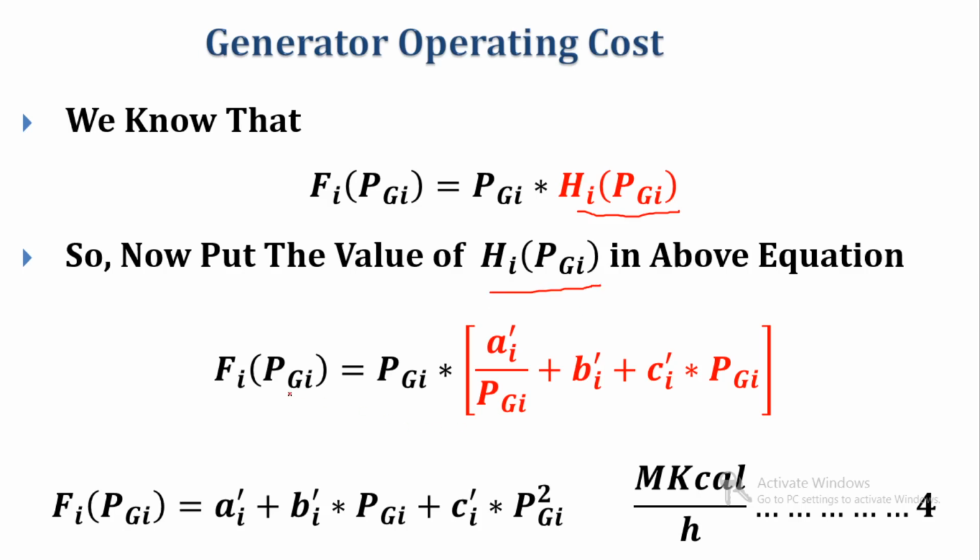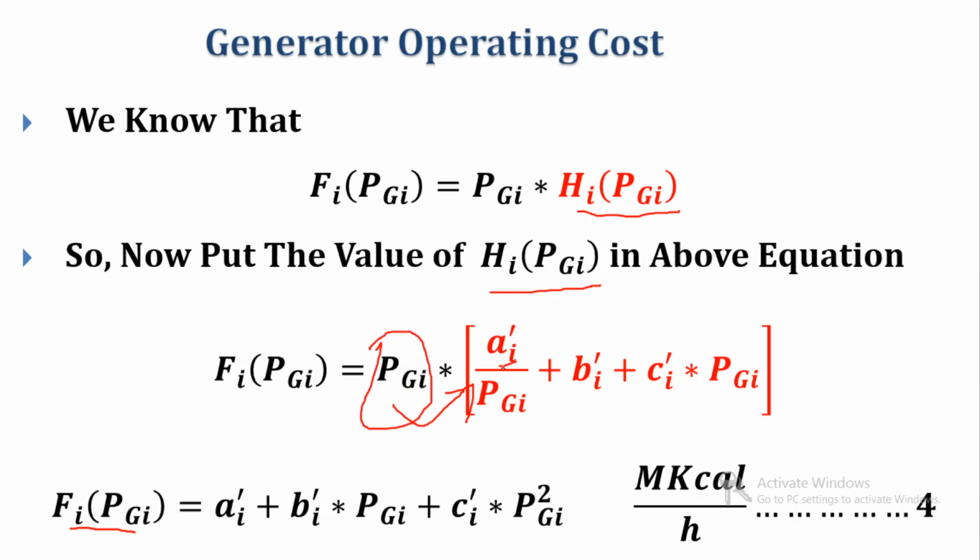So the final equation is Fi of Pgi equal to Pgi into (Ai dash upon Pgi plus Bi dash plus Ci dash into Pgi). Now we will multiply the Pgi with this bracket. So the final equation of input energy rate is equal to Fi of Pgi. If we multiply the Pgi with this, then Pgi will be cancelled.